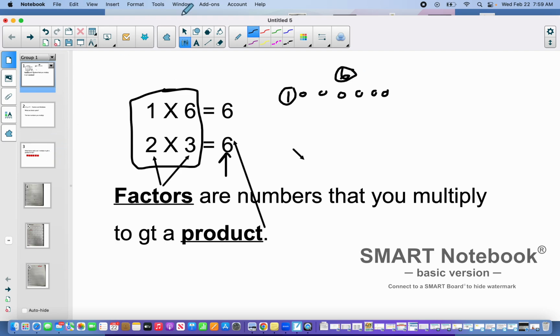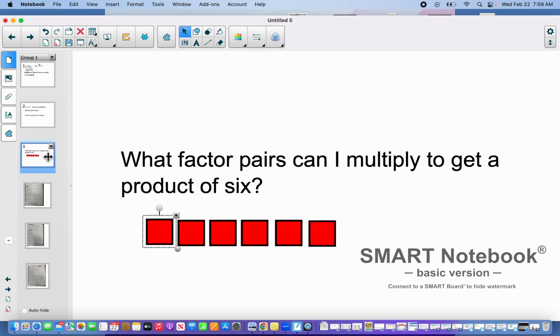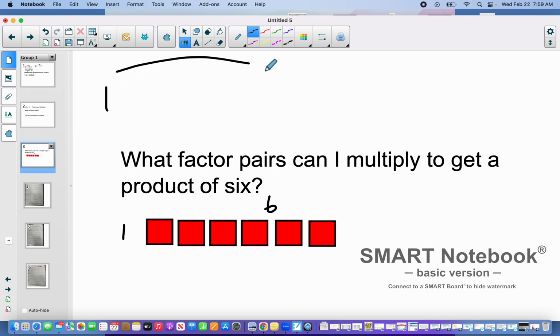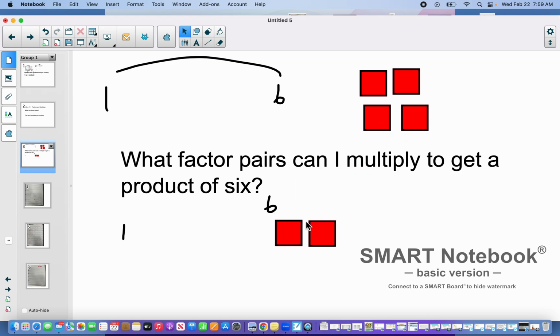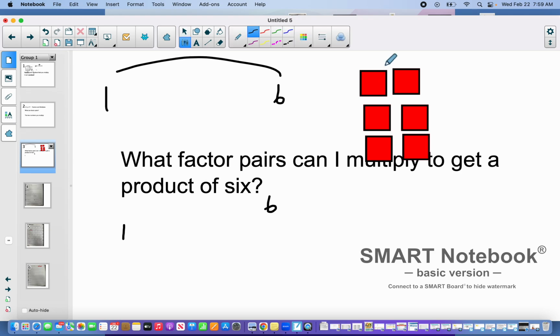Let's take another closer look. Okay, so again, what are the factor pairs I can multiply to get a product of 6? So right here, we have a 1 by 6. Here's a 1 by 6. So we could say the factors are 1 and 6. You could also take these and put them together this way. And then that would be a 2 by 3. So 2 and 3.